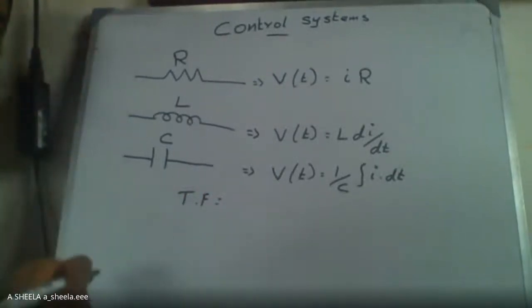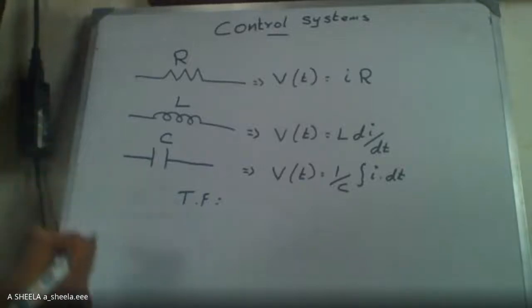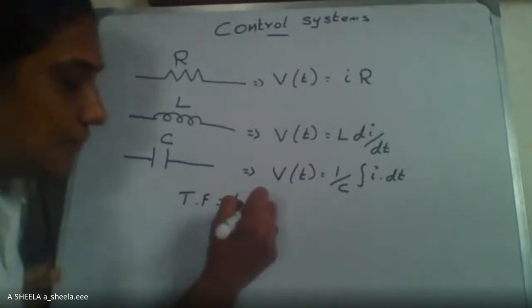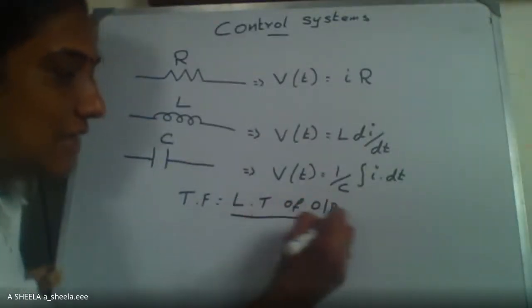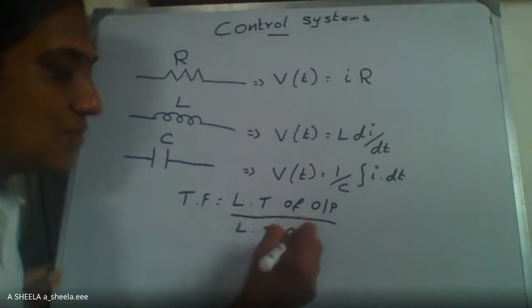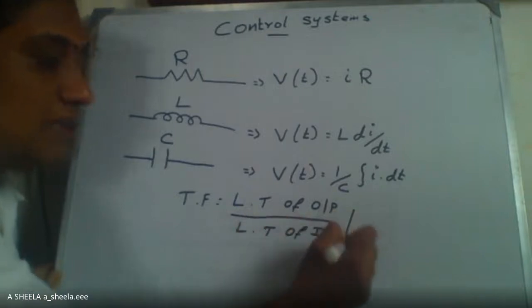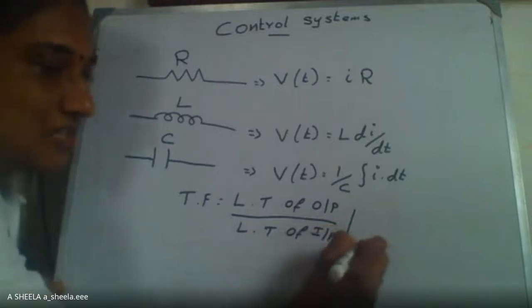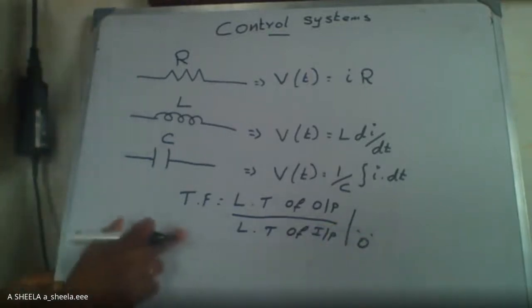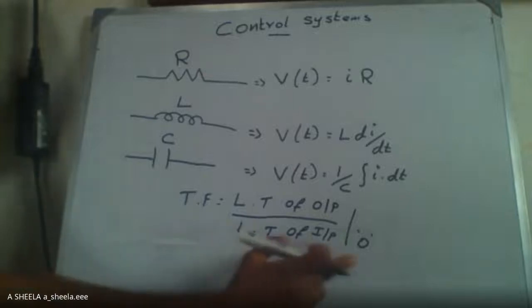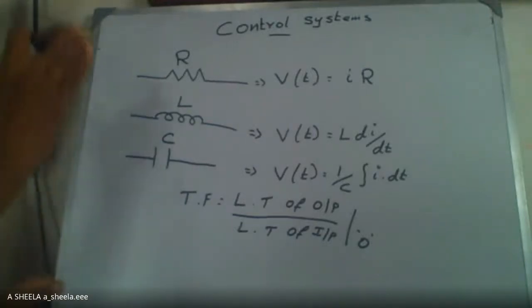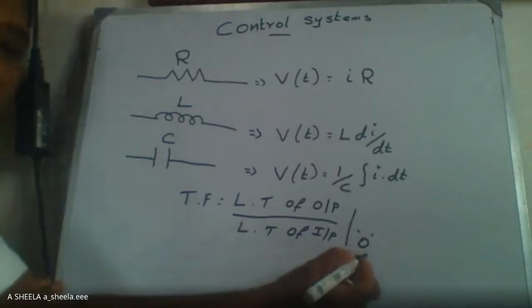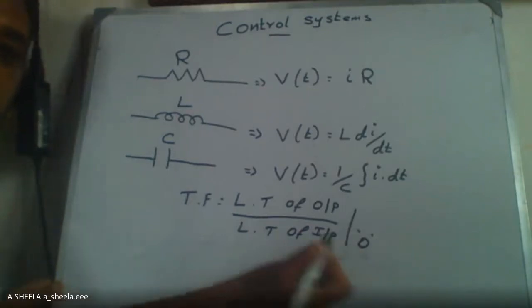Now, for obtaining the transfer function, the definition is that we have to take the Laplace transform of the output by the Laplace transform of the input at zero initial conditions. This is a very important term when we define the transfer function, because we are not going to consider the energy which is stored in the energy storage elements when we start doing the problem. That is the main thing when we say zero initial conditions.